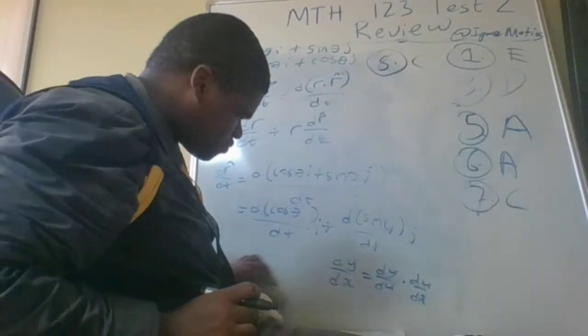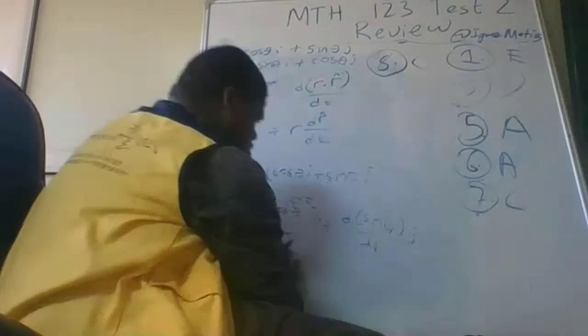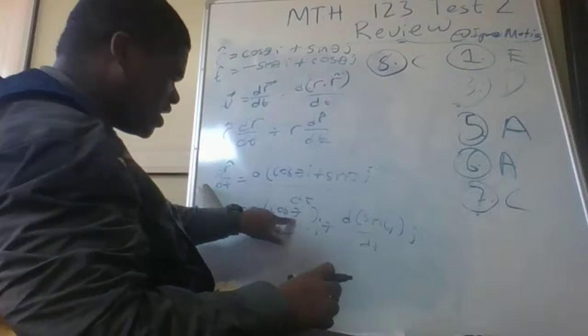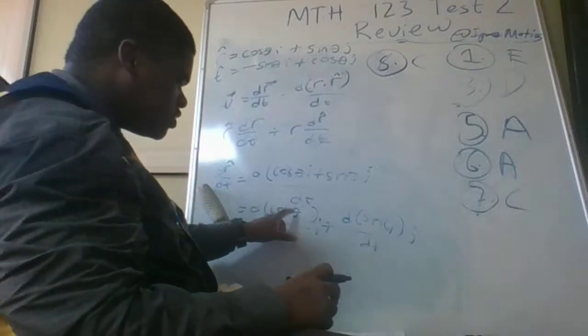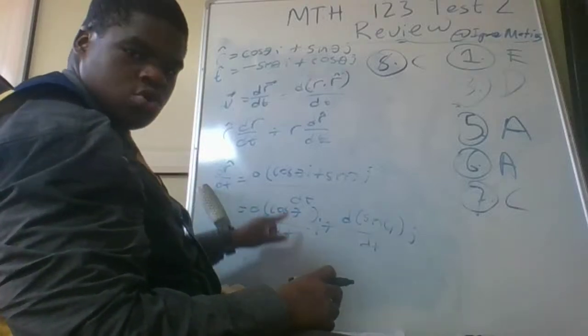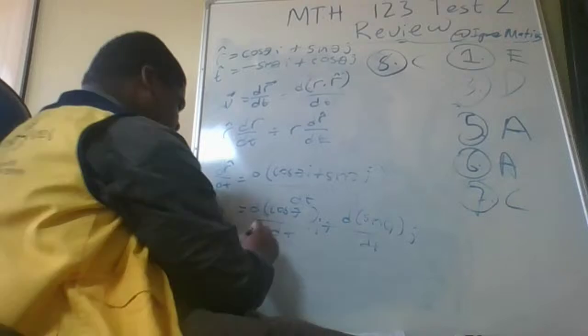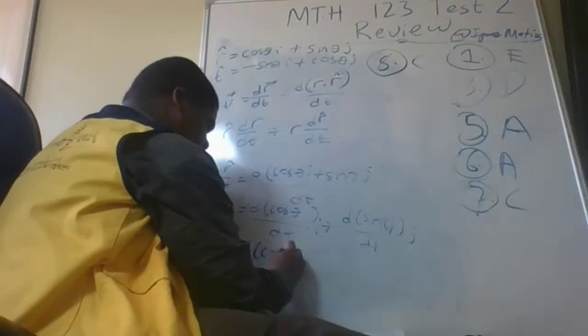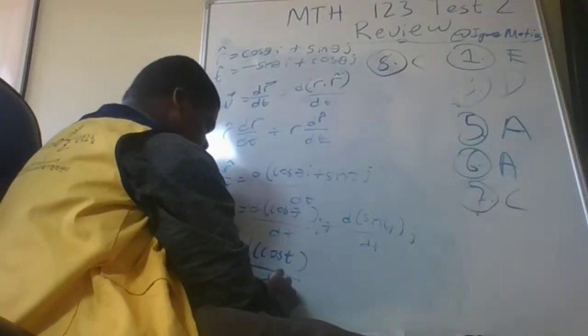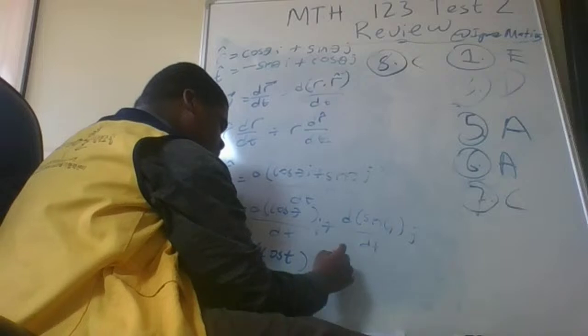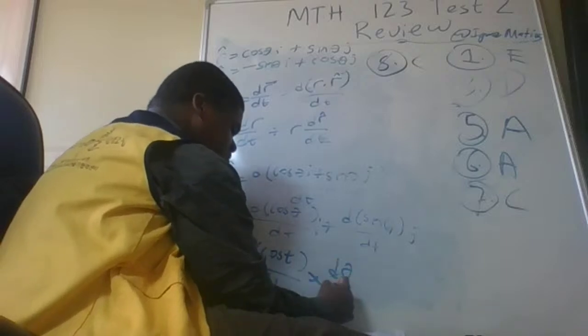The recording is back. Okay, so in this case now, we want to differentiate cos theta with respect to t. But cos theta is not directly linked to t. So what we're going to do is differentiate cos theta with respect to theta, then multiply it with d theta dt.